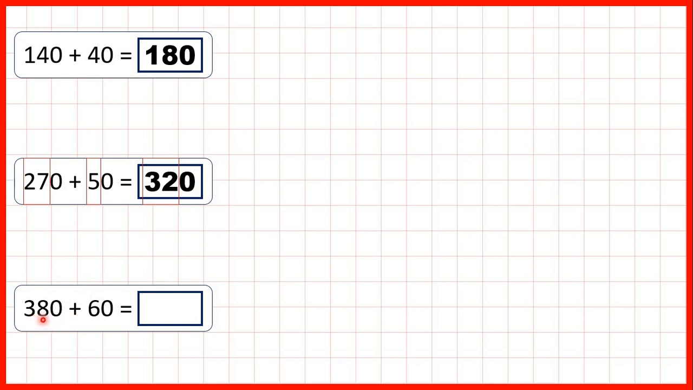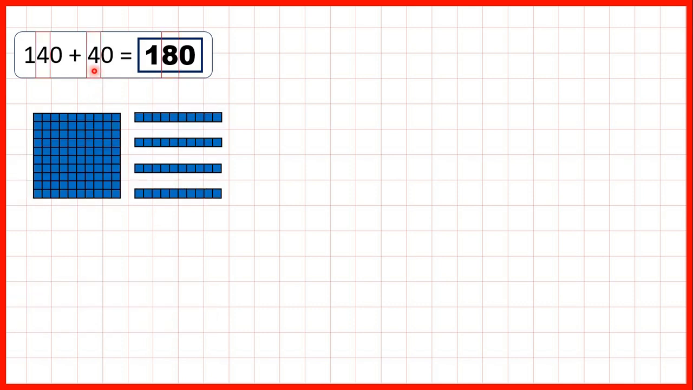Now 380 plus 60. If we highlight our tens, 8 plus 6 is 14. But that's a 2-digit number, so we know that our hundreds digit is going to change as well. Now if we work out 38 plus 6, that's 44, so our answer is 440.